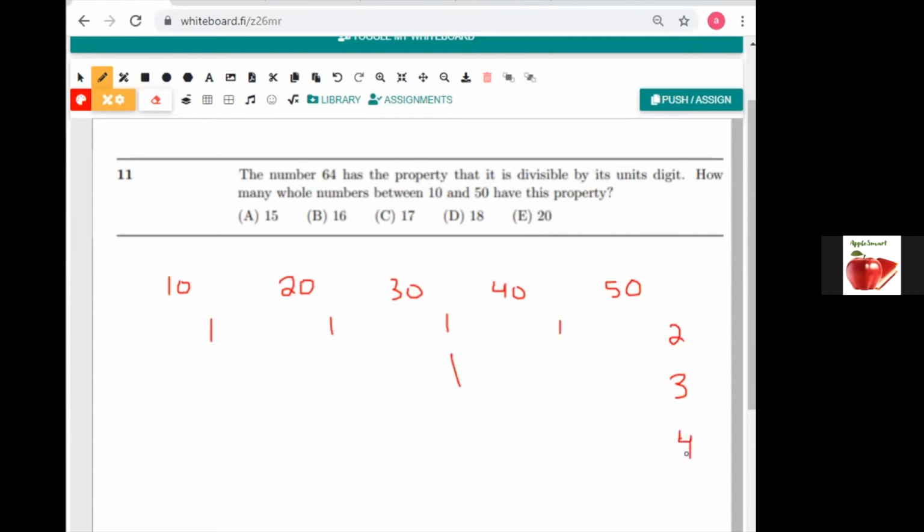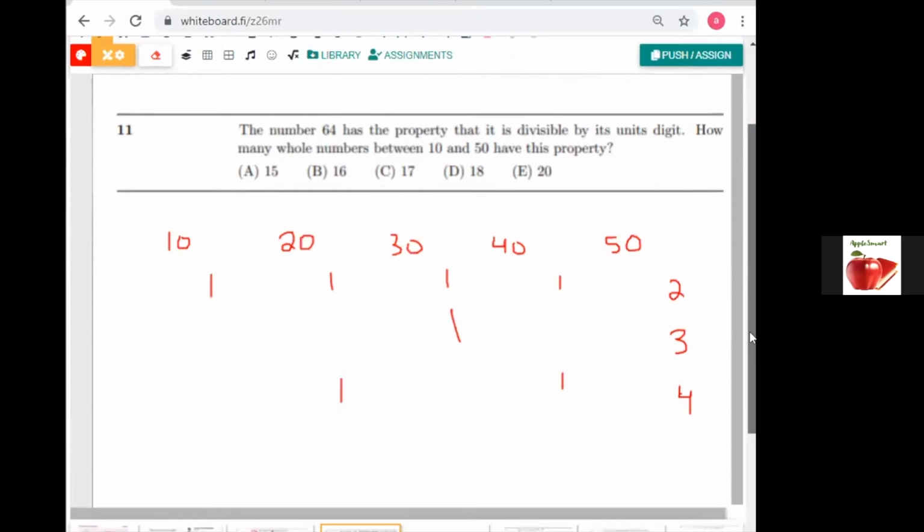So 4. 14 is the number between 10 and 20. Is it divisible by 4? No. 24 ends in 4. Is it divisible by 4? Yes. 34, is it divisible by 4? No. 44. Yep, it's divisible by 4.